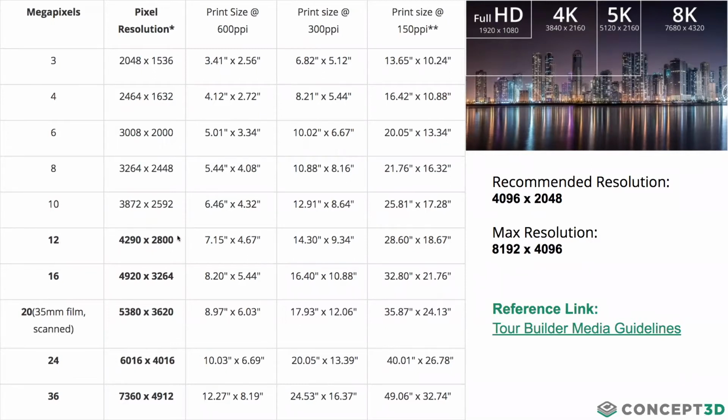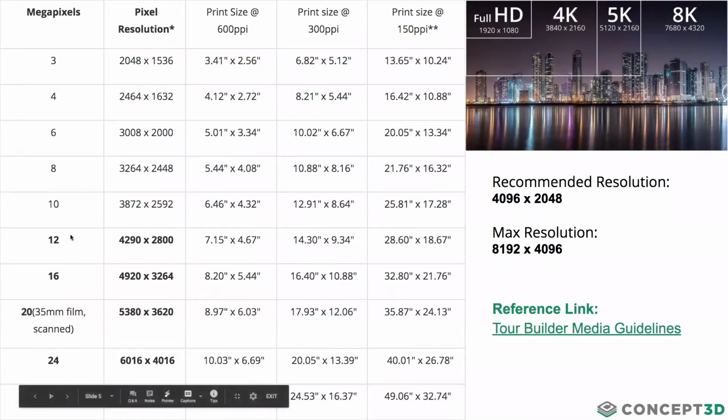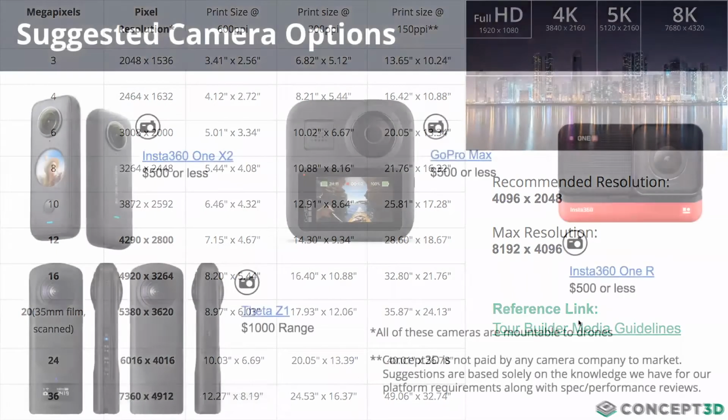As you can see, our recommended resolution is over here on the right-hand side. This is actually on our Tour Builder Media Guidelines. When you access our help site, you would just search this term right down here, Tour Builder Media Guidelines, and that will give you all the recommended media information. And this here is for panos only. So that is the recommended resolution, and then the max resolution right there. That is why I have this here for you. Really all you'd have to pay attention to on this slide is these bolded areas in the bottom left-hand corner.